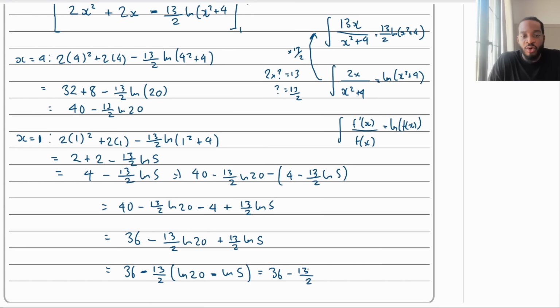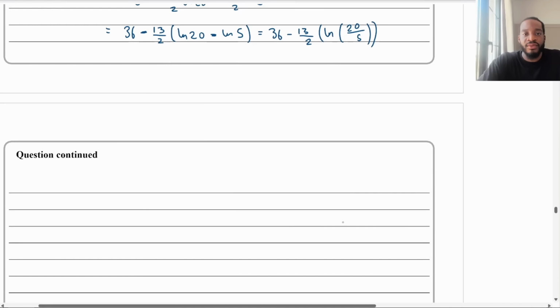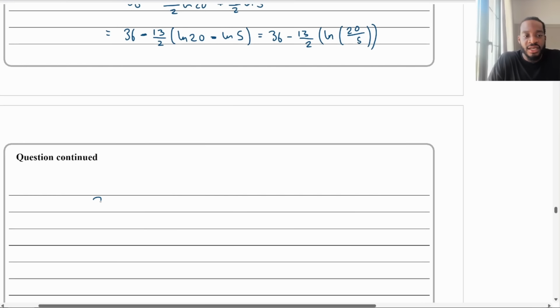And then from our log laws, remember, we can actually divide these, right? Ln of a minus ln b is the ln of a divided by b. So this just becomes the ln of 20 over 5. Like that, doesn't it? 20 over 5 is 4. So therefore, we've got 36. I'll do it here. Let me just write it here. So 36 minus 13 over 2 ln of 20 over 5, which is 4. So I've got that there.